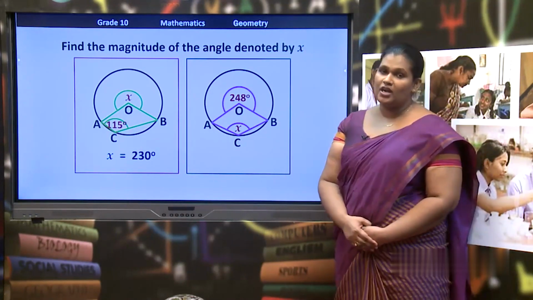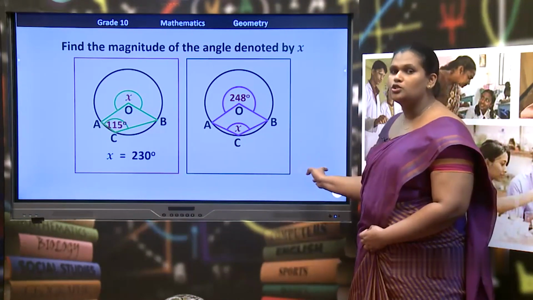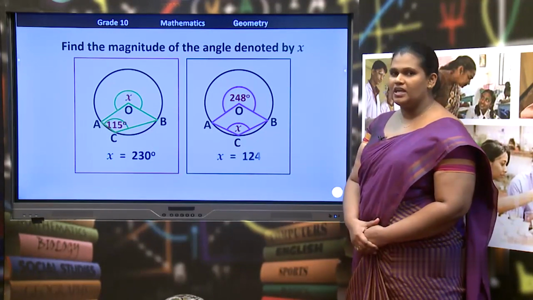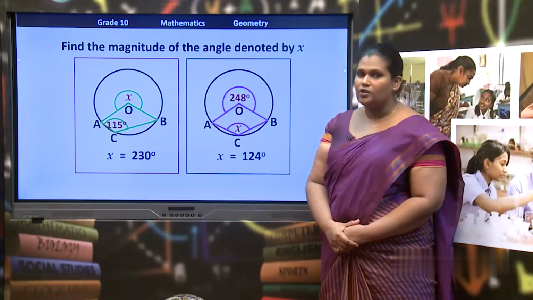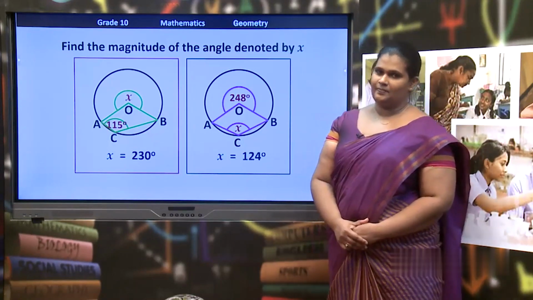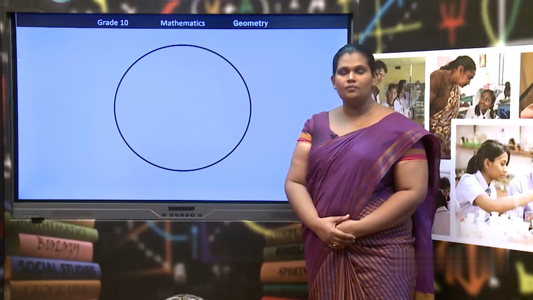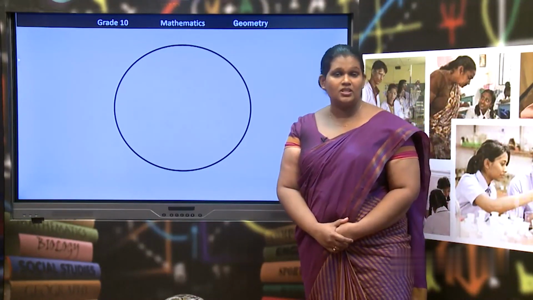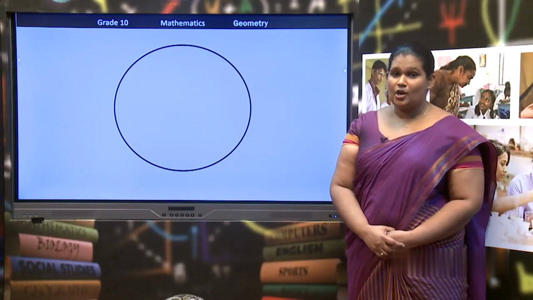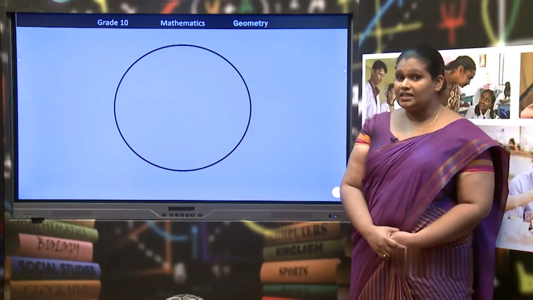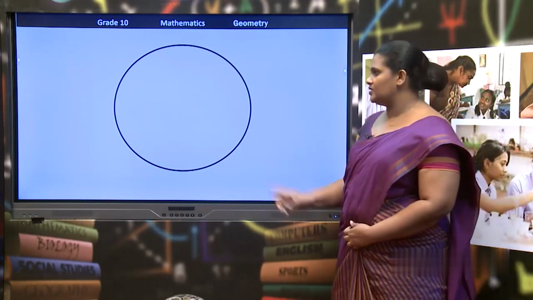So, when we want to find the value of x, we have to divide 248 by 2. Then we can obtain the value of x equals to 124 degrees. Right. Now, we have completed some questions related to the theorem we have learnt right now. Right. Now, we are going to talk about another theorem. Before that, see whether you can observe these things.